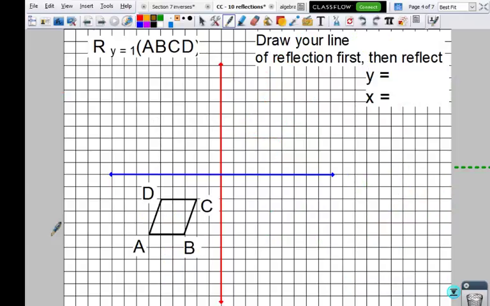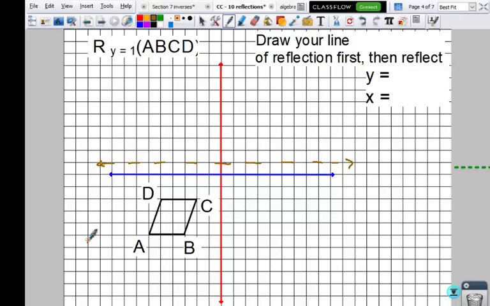Yep. Alright, so we are going to reflect over the line y equals 1, the shape ABCD, which is this shape down here. So what we're going to do first is draw our line of reflection. Unlike last time, when we had the x-axis or y-axis, this time we have the line y equals 1. So if we have y equals, our line is going to be everywhere where y is 1. So my line of reflection is actually going to be 1 on my y-axis, and it's going to be completely left and right. That is my line of reflection.